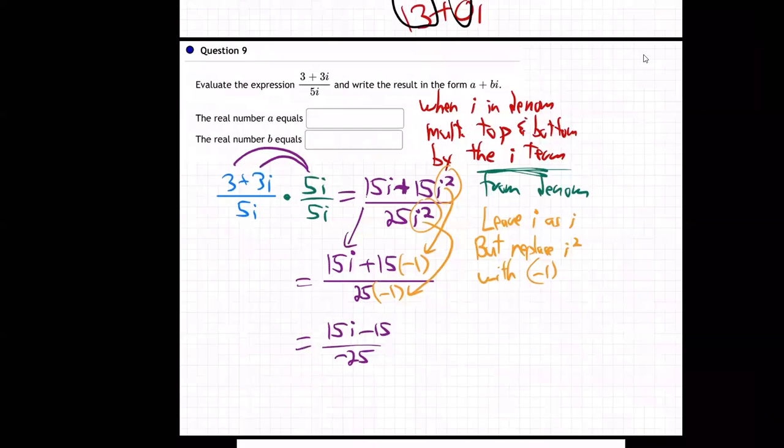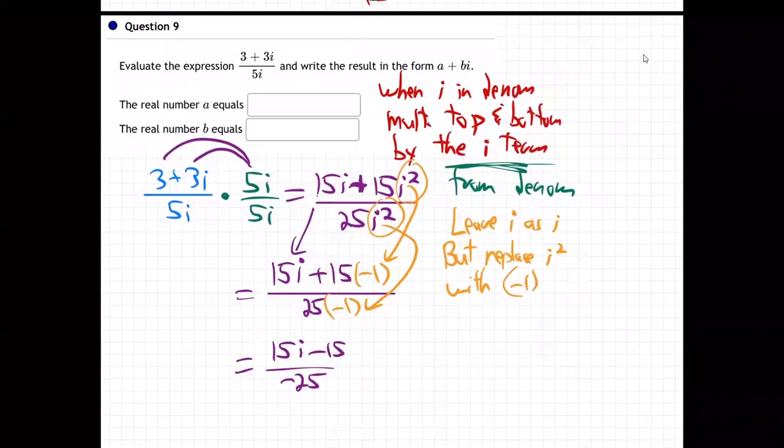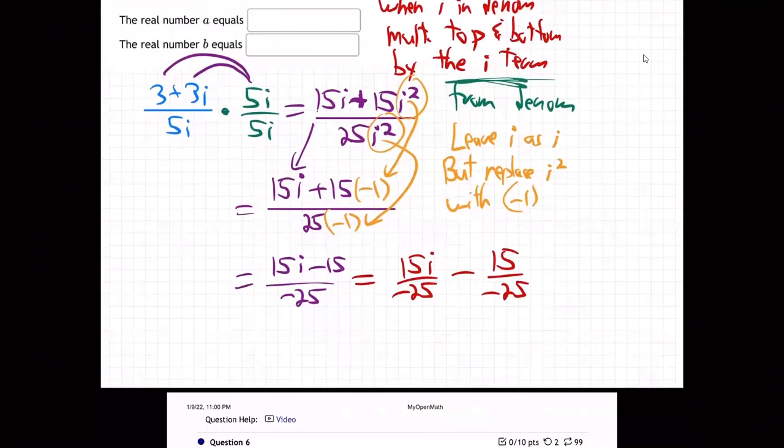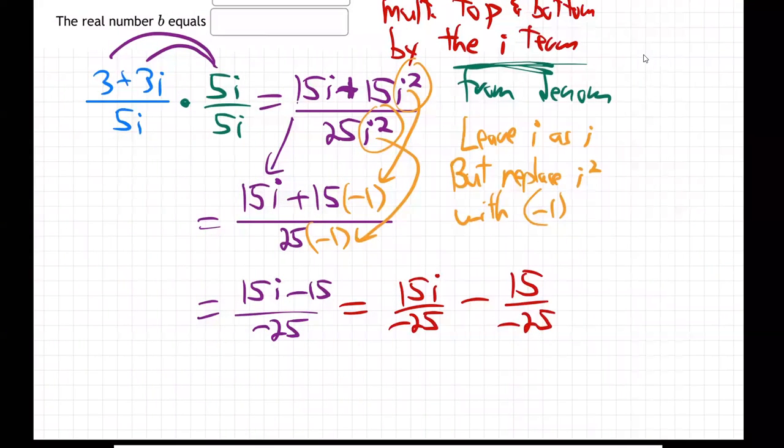Okay, so now what? Well, now we can separate this into 2 fractions. 15i over -25 minus 15 over -25. See, I just separated that with a common denominator. Let me see what happened there, right? I just put each of these separately over the denominator. Common denominator, kept the minus in the middle there.